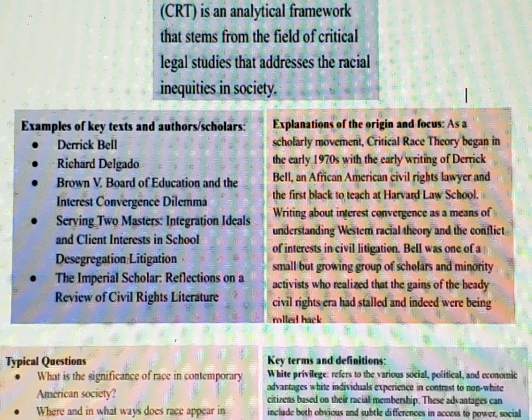As a scholarly movement, critical race theory began in the early 1970s with the early writing of Derek Bell, an African American civil rights leader and the first Black professor to teach at Harvard Law School. Writing about interest convergence as a means of understanding Western racial theory and the conflict of civil rights in civil litigation, Bell was one of a small but growing group of scholars and minority activists who realized that the gains of the heady civil rights era had stalled and indeed were being rolled back.